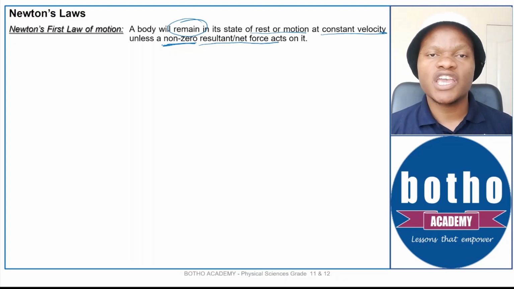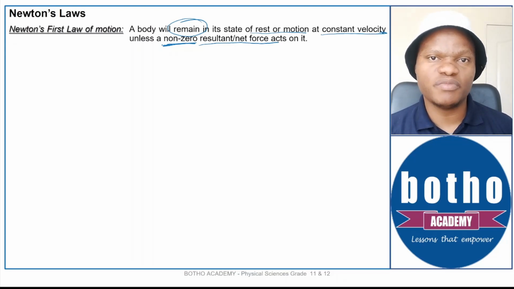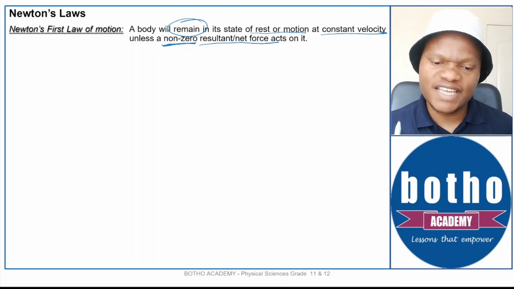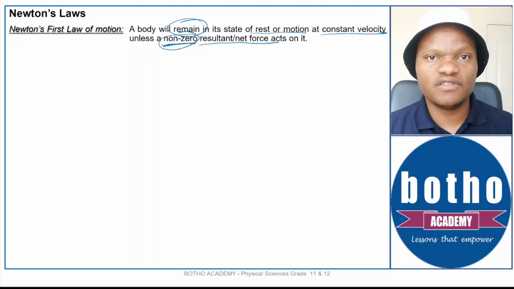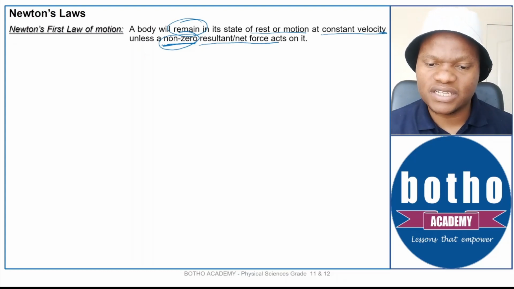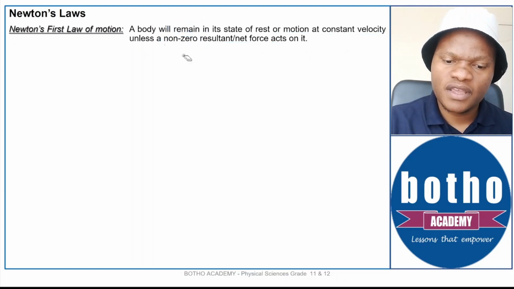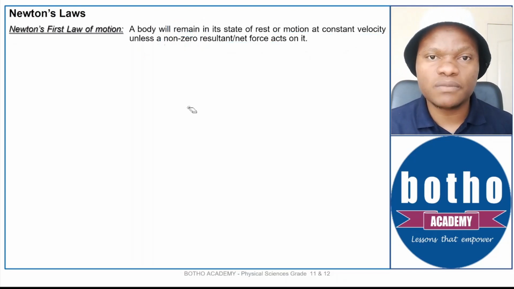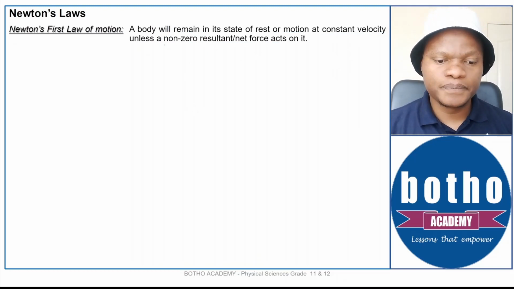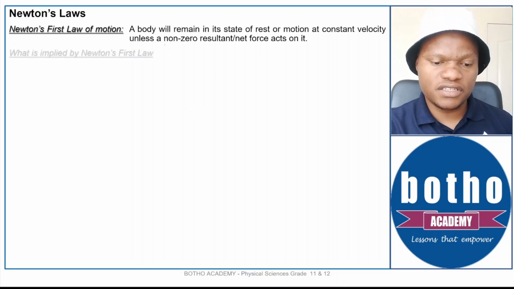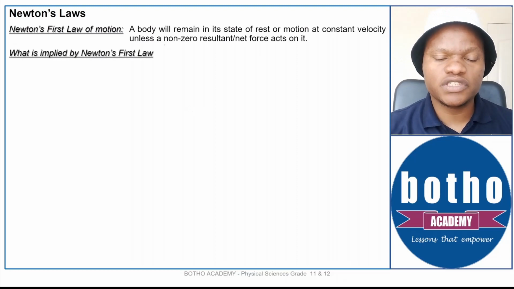It's not changing. If you want the velocity of that object to decrease or increase, or maybe you want to stop it, or you want it to accelerate to a higher velocity or a higher speed, you must apply a net force, and that net force must be non-zero. In other words, that net force must be unbalanced. That word is also evident in some documents. You'll see they'll say a non-balanced resultant force. Now let's look at what is implied by Newton's first law.